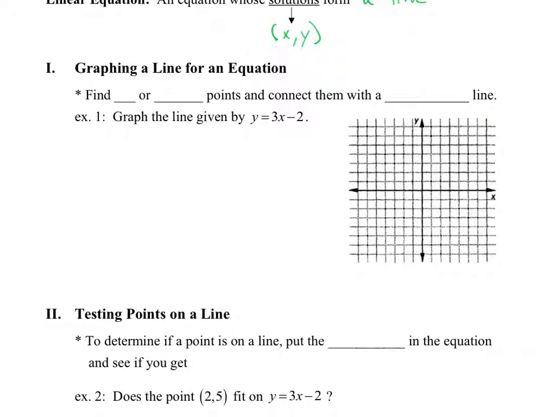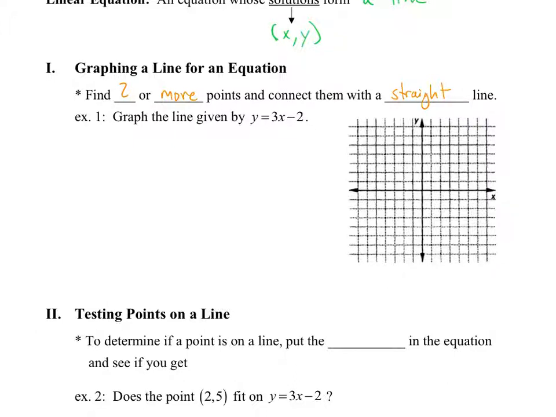Nice thing for you here, I've got a graph on your page there. So you're going to find two or more points and connect them with a straight line. How can we draw straight lines? What could we use? A compass? A ruler. The edge of your binder. A ruler, a math book. All right.